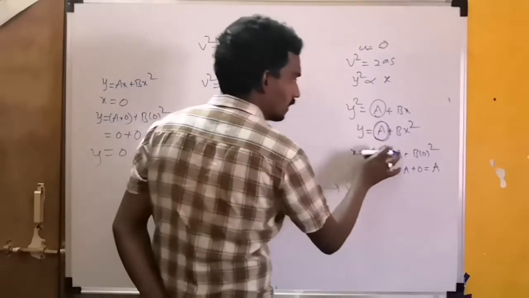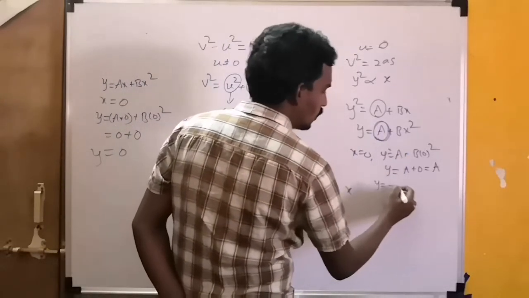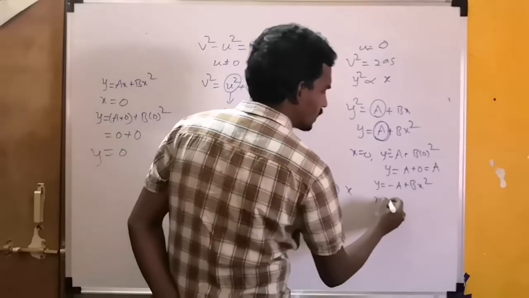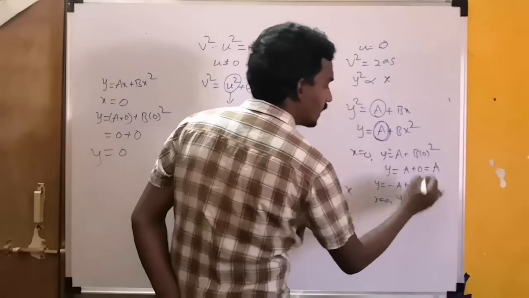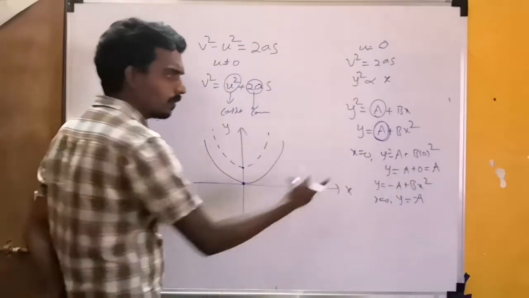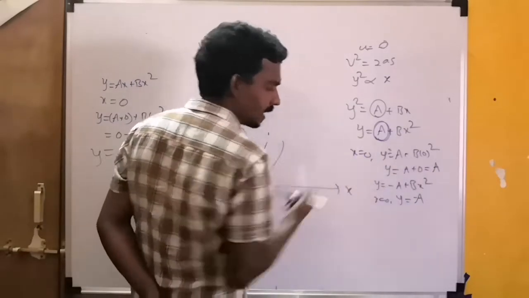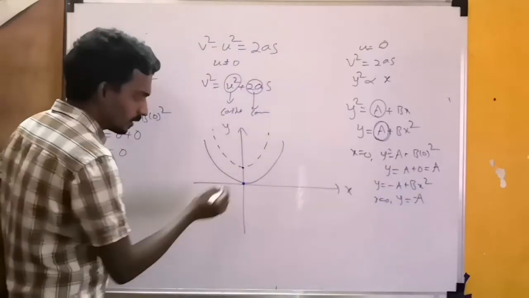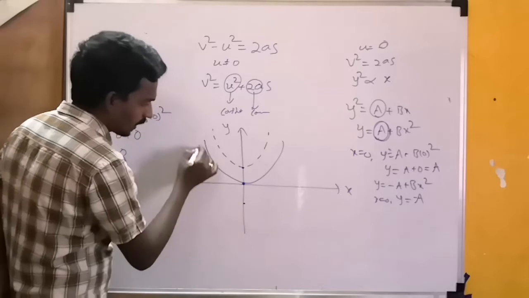For example, I am telling, like y equal to minus a plus bx square. When x is 0, y is minus a. Here when x is 0, y is plus a. Here when x is 0, y is minus a. Then it comes here like this.